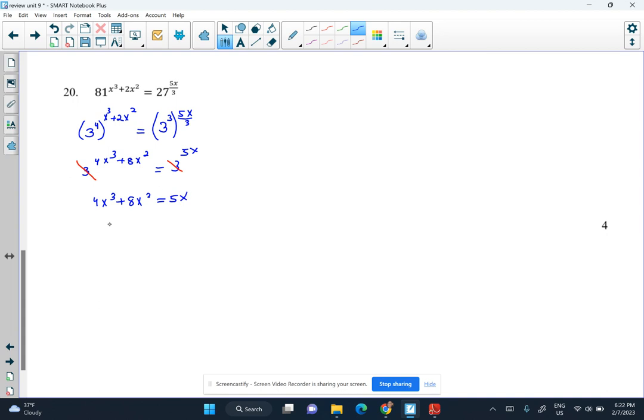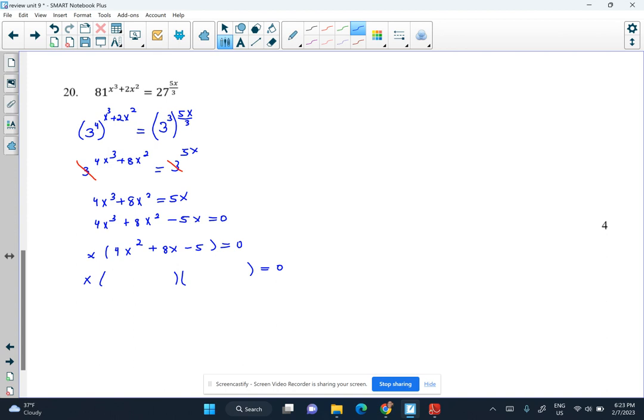This is some sort of polynomial, so I'm going to put it into standard form by subtracting 5x from both sides of the equation. And next, we're going to factor. When you factor, you always start with the GCF, and the GCF is, in this case, x. Don't lose it. So you get x times 4x squared plus 8x minus 5. Now, you could use the quadratic formula, but it's actually faster to factor. You can use whatever method you like.